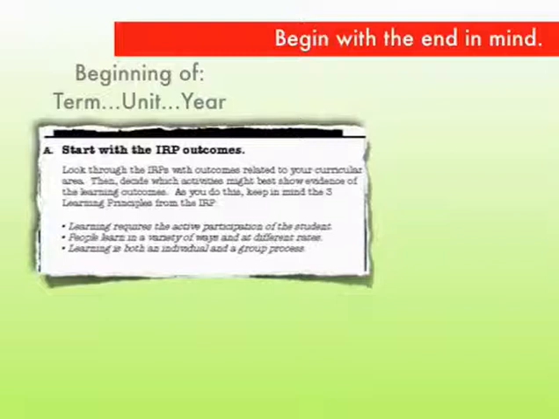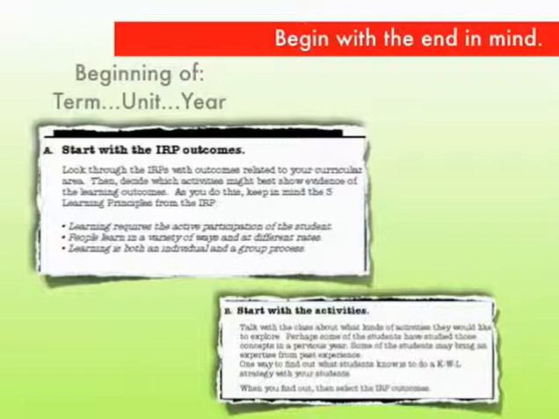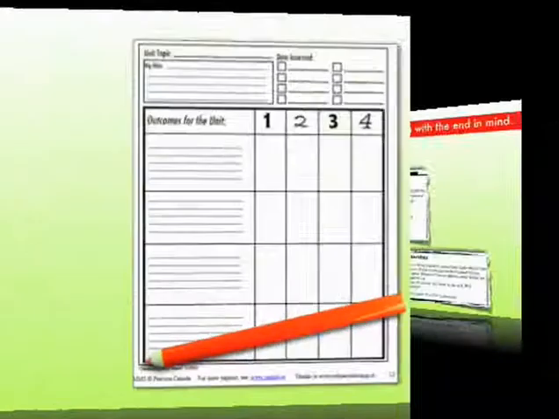And again, people learn in a variety of ways and at different rates. We don't all learn at the same rate. Same with the kids. So we need to keep that in mind. And learning is both an individual and a group process. Both key things here. Or you can start with the activities. You might have activities that the kids want to do, and then you go back to the IRP outcomes and you find out, yeah, we could do this. This is part of what's acceptable in our grade level, and get the kids moving that way. That's also a lot of fun.